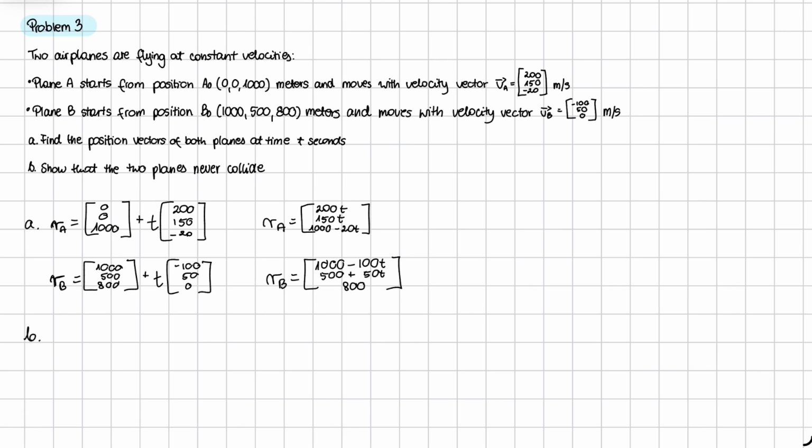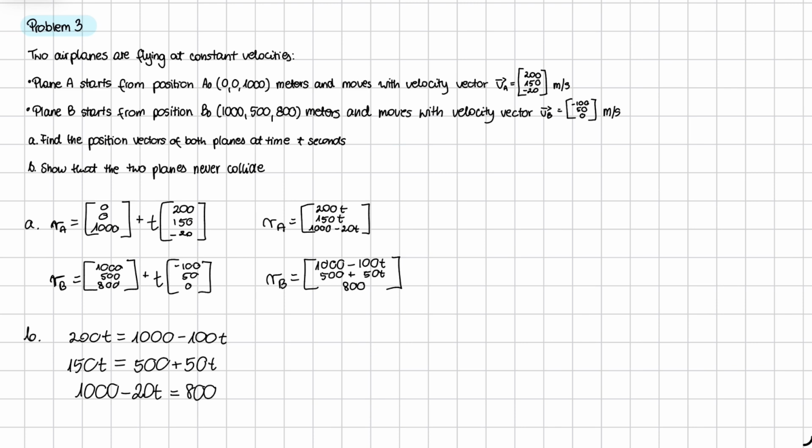So in order to do this, we have to take our first coordinate from our plane A and equate it with our x coordinate from plane B. So 200t equals 1000 minus 100t. Here 150t equals 500 plus 50t, and the last coordinate is 1000 minus 20t equals 800.